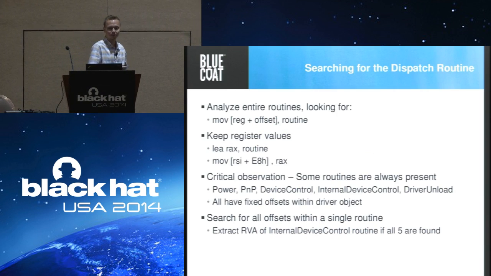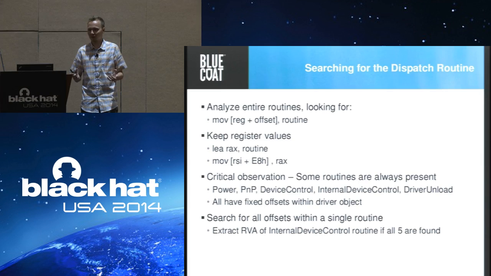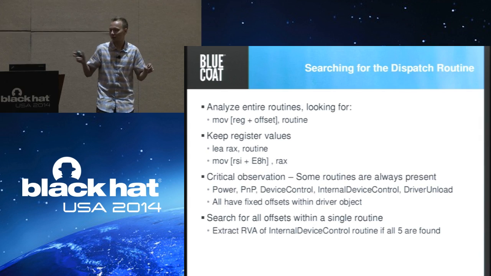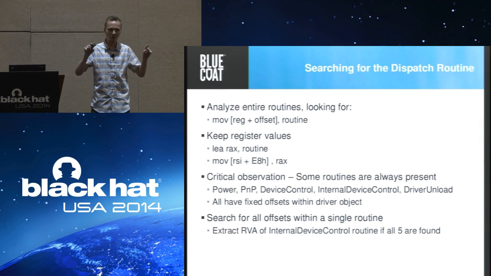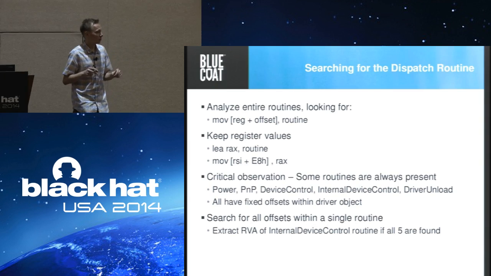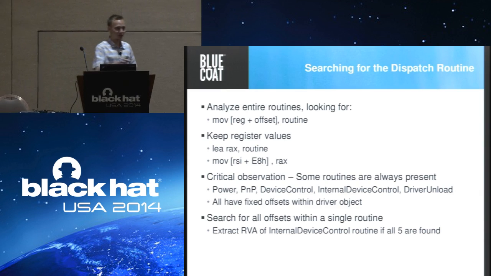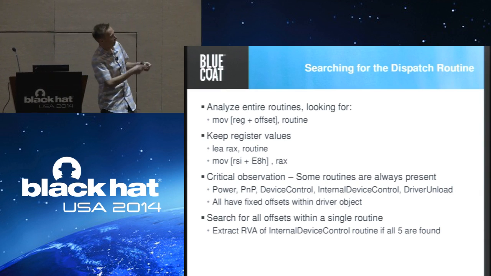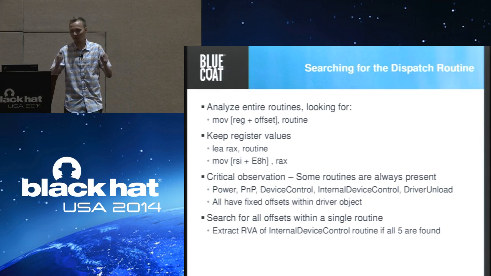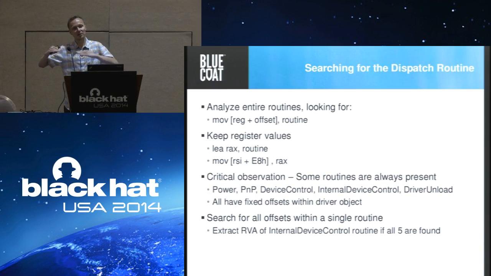So our approach for doing this is to first of all analyze entire routines. And we look for instructions that are something like move some routine into memory pointed to by a register plus an offset. And in order to catch the example I just showed you, where the address itself is loaded into another register before this happens, we also keep track of important or interesting registers as we progress through the disassembly.